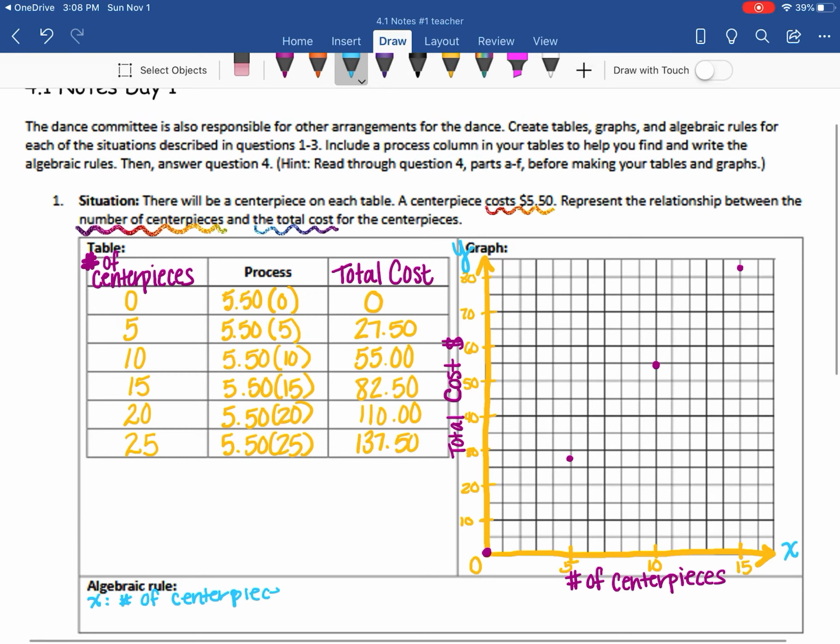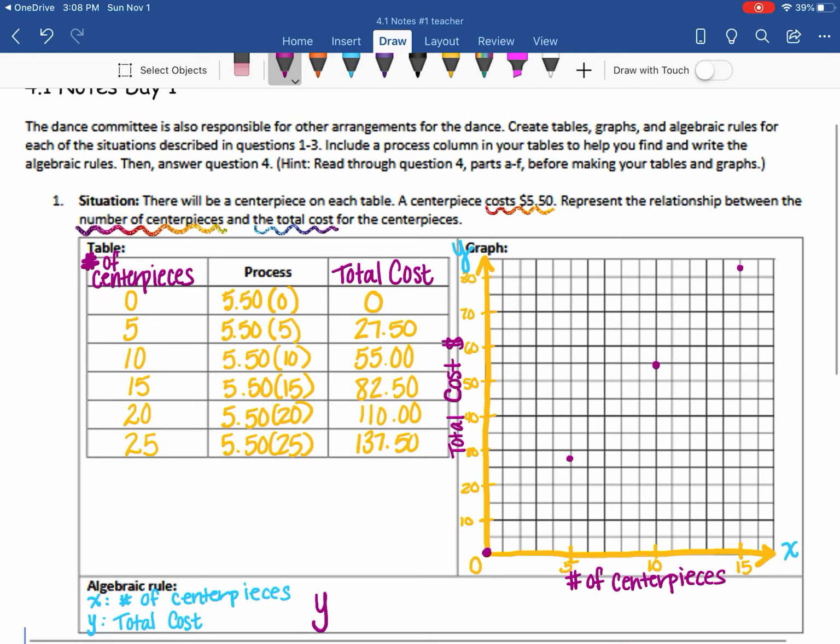And it's good to get in the habit of doing this. This way you don't mix your variables up. It also helps you answer follow-up questions. And we know that y is our total cost. Okay, so in our graph, in our table, we have these labels, but when you write a rule, you don't necessarily have these labels, so it's good to write them out by defining what x and y equal.